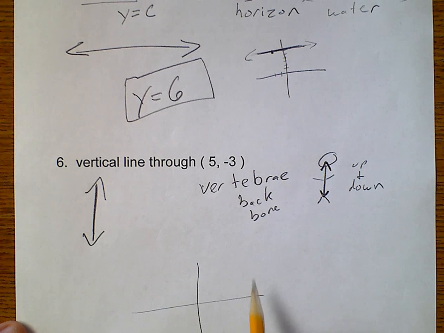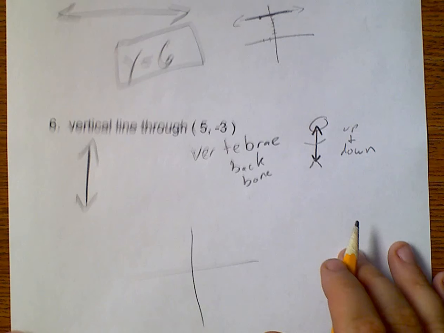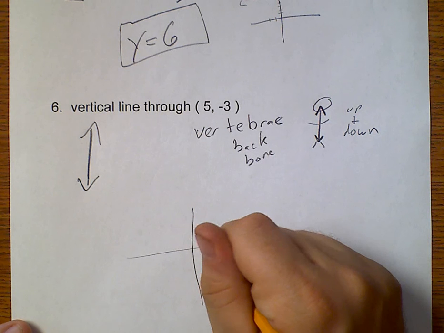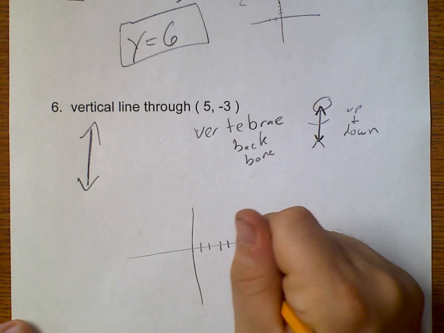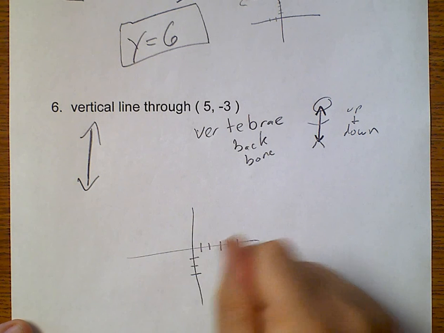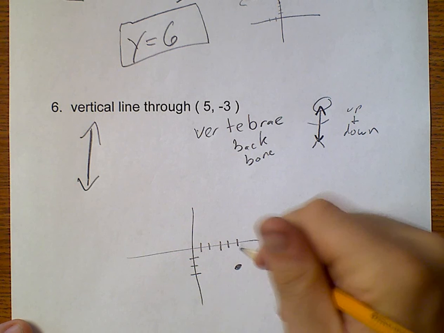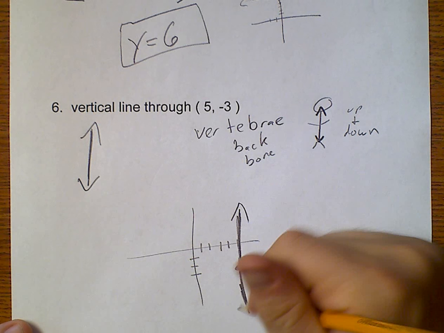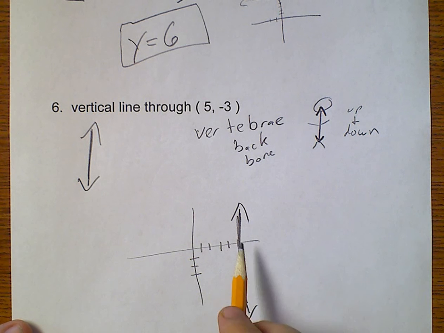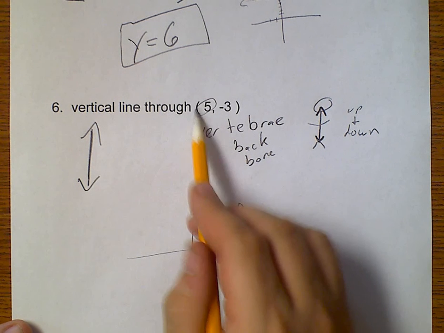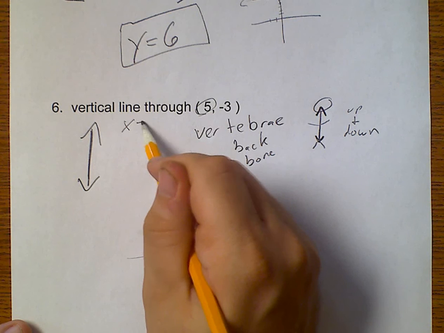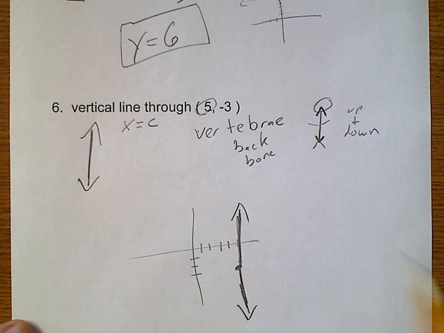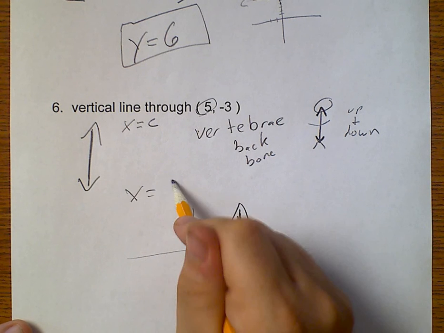Here, this one is at (5, -3), and it is a vertical line. And here's the x value that I care about. So this will be in the form of x equals c. And so my answer is x equals 5.